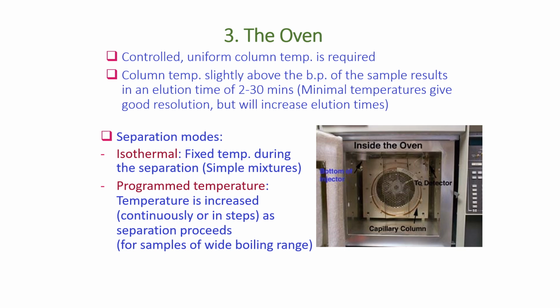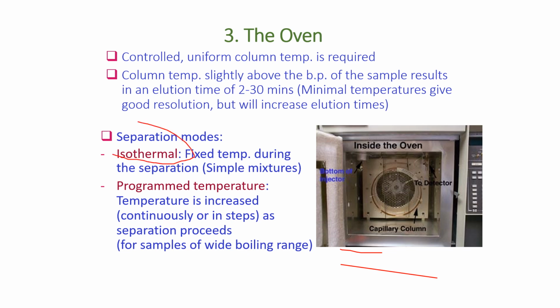So inside the oven, where the capillary column exists, we have two kinds of separation modes. You already covered this last time. I just want to recap, and then we go towards the more fascinating part, which is troubleshooting, which is not included in last semester's class. So first we have isothermal.